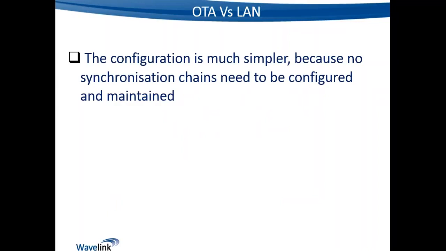Another benefit, the configuration is much simpler because most synchronization chains need to be manually configured and maintained. So, as we said in the previous slide, for each IP base station, when we do over-the-air synchronization, we need to go into that base station and work out our programming details in terms of pointing it back towards its master base station. So it's a very manual process and not something that we need to consider if we move towards this LAN-based synchronization.